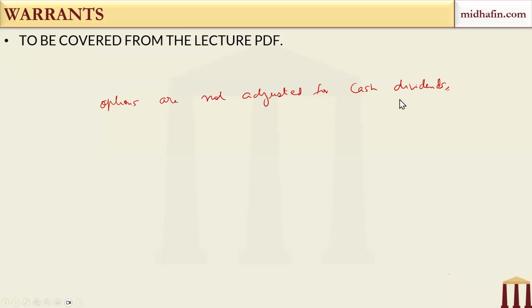Adjustment in a stock split is quite straightforward. If it is a 2 for 1 stock split, the stock is split into two, so the number of stocks increases to two, and the price would be divided by two.